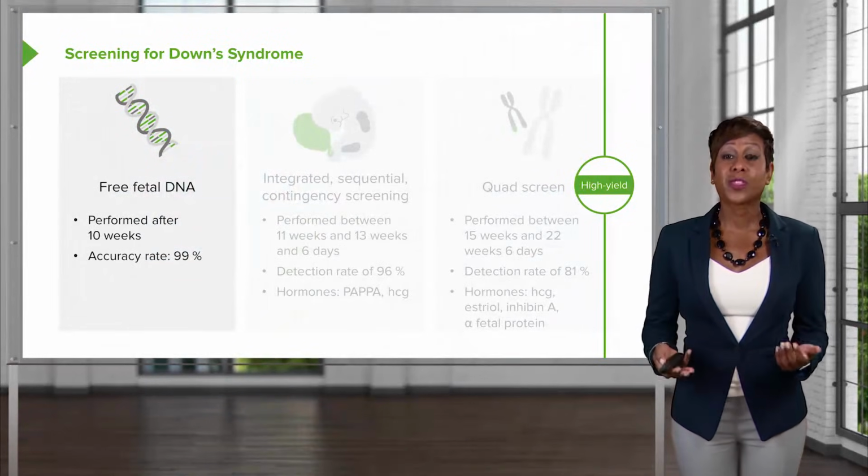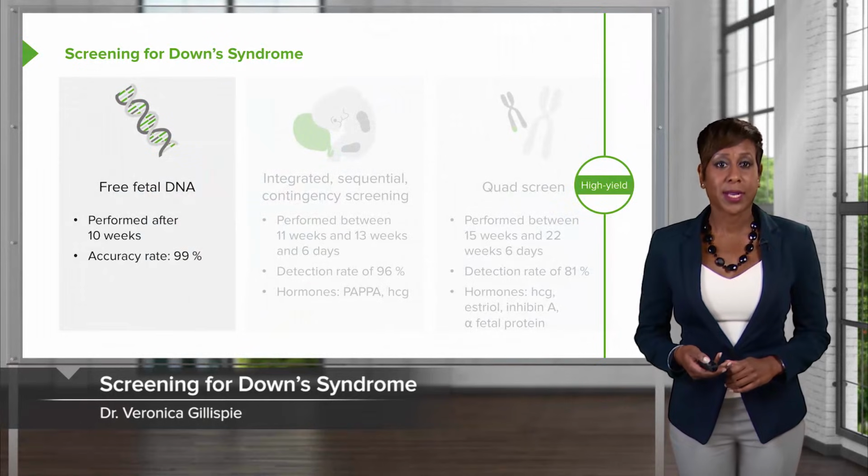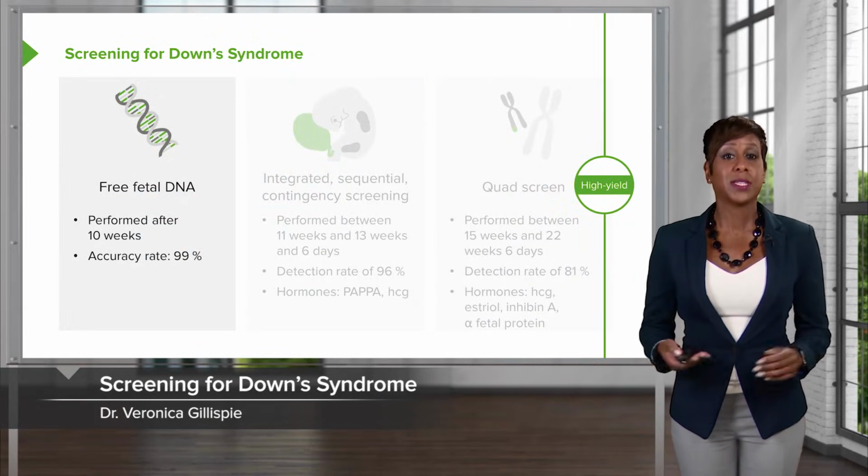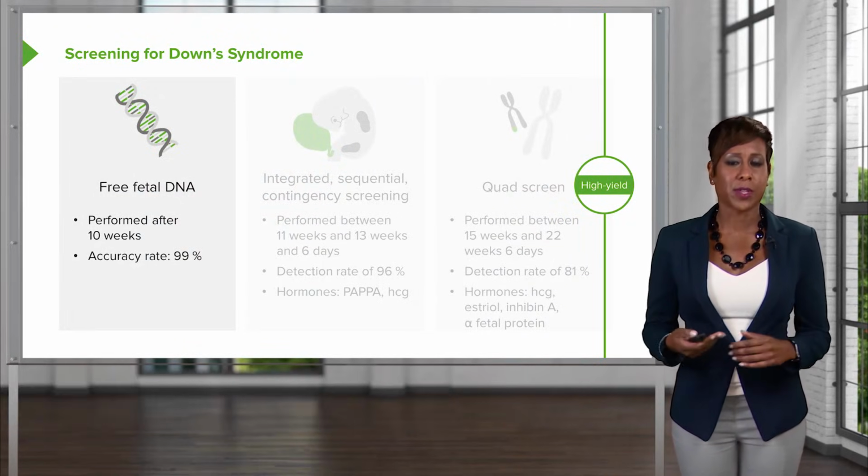Hi, now we're going to discuss screening for Down syndrome. So there's 3 ways that we screen for Down syndrome in pregnancy. We're going to discuss those methods and talk about why we would choose one over the other.